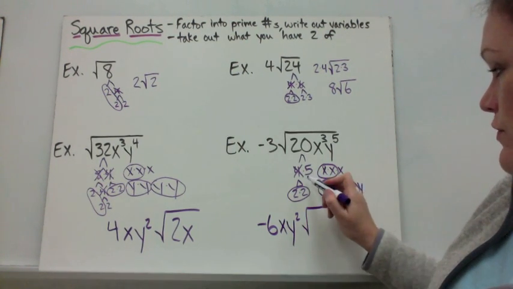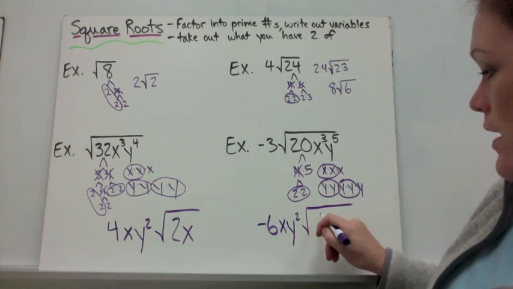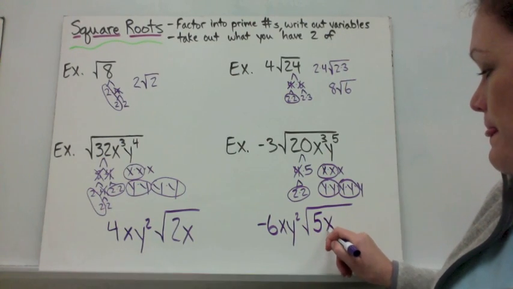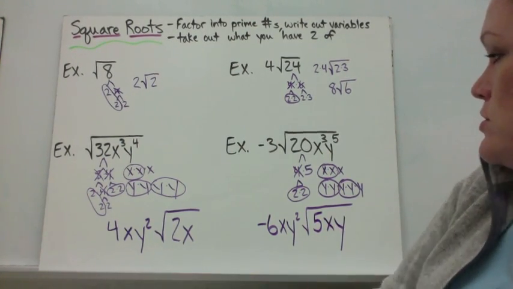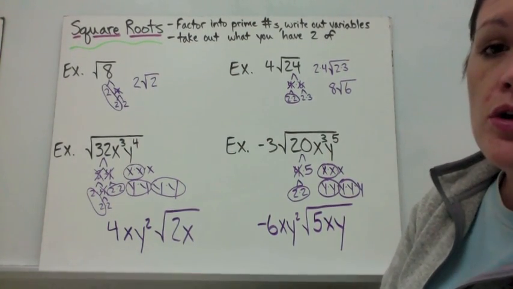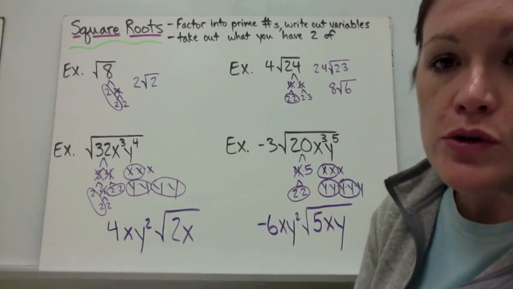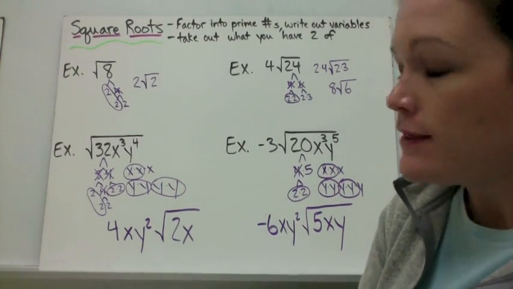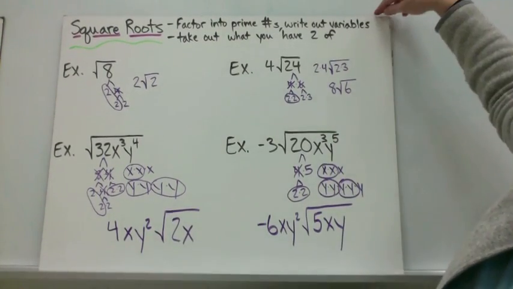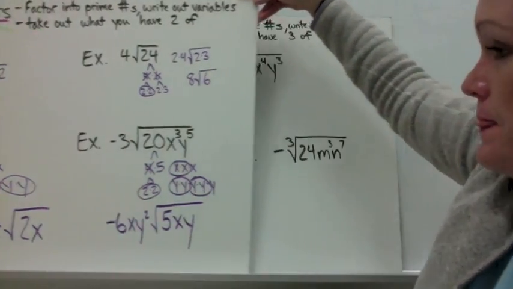And the square root of 5xy would be left over. So that's our simplified radical for -3 square root of 20x cubed y to the 5th. Now, let's look at some cube root examples.